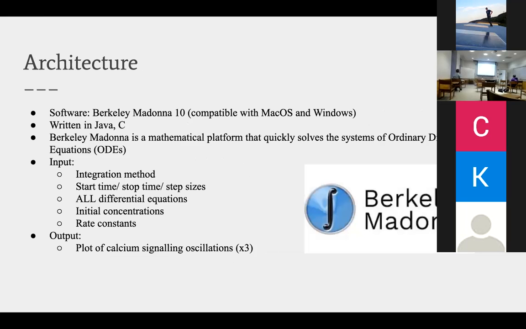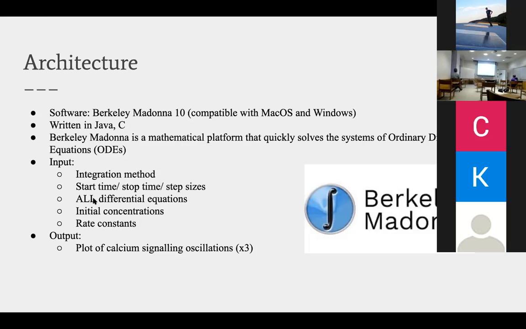Some of the architecture in Berkeley Madonna: again, it's very simple to use, and it was pretty fun to use too. I used Berkeley Madonna 10, which is written in Java and C. It's a mathematical platform that's really quick, and it solves those systems of ordinary differential equations, or ODEs. I had different inputs, like how we want it to be integrated, for which I used Rosenbrock's method, when to start and stop it, and how many step sizes I wanted to take within these equations.